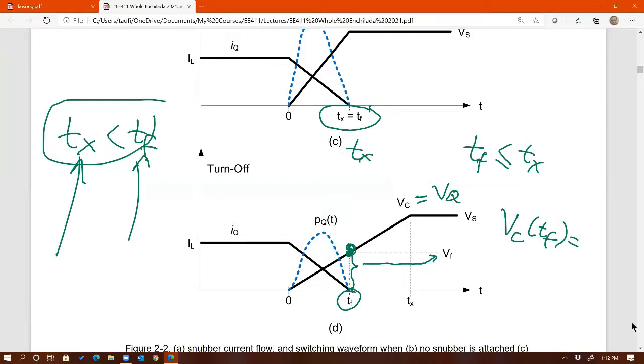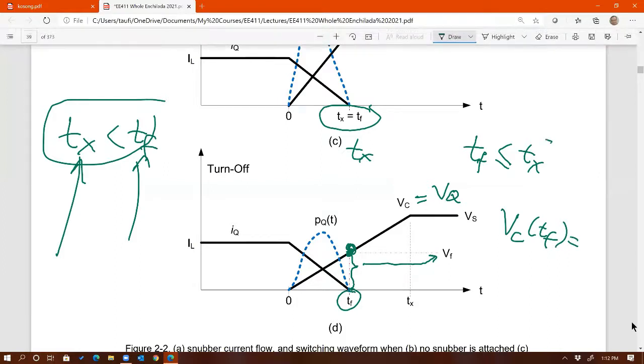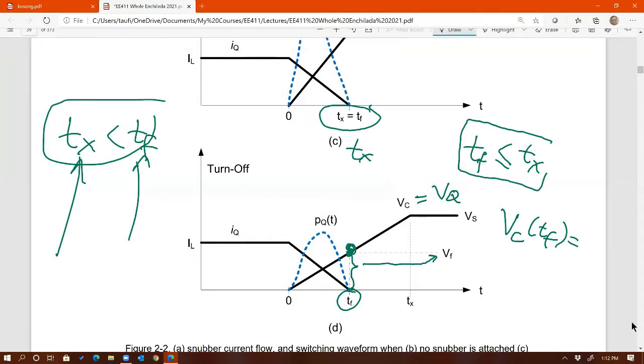And so how do we design the proper snubber? By looking specifically at the voltage across the cap when the current is already done, when current reaches 0.